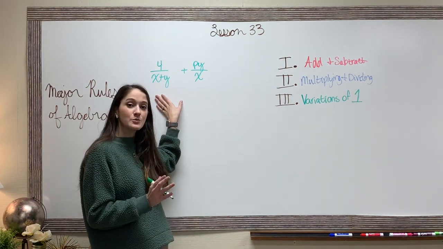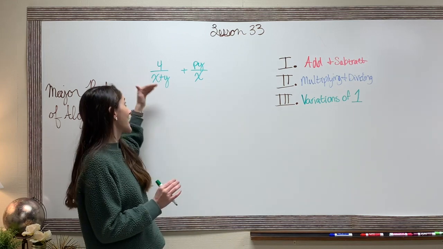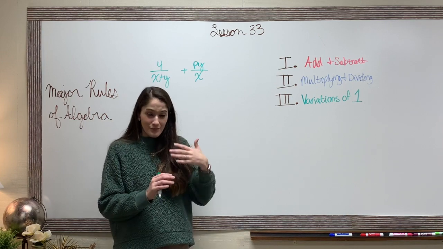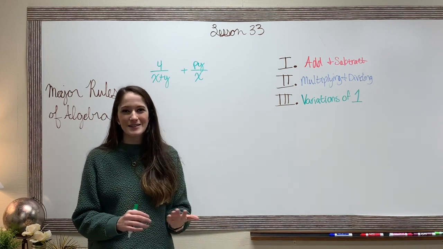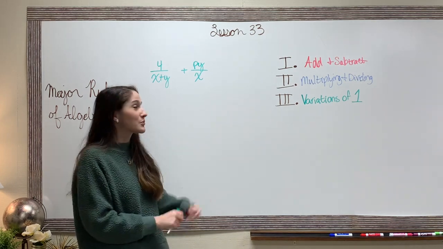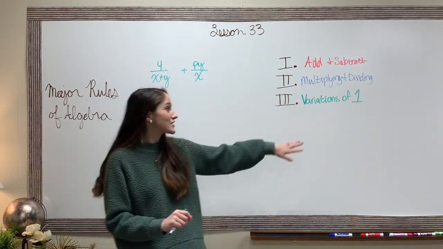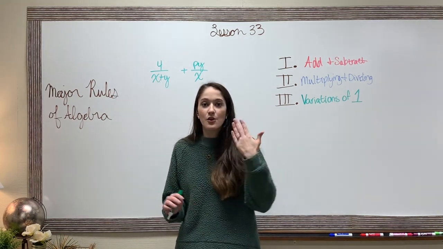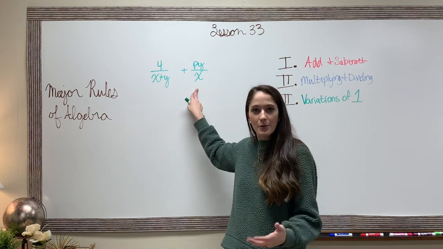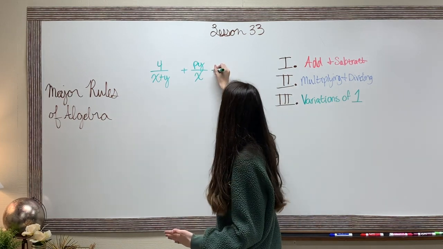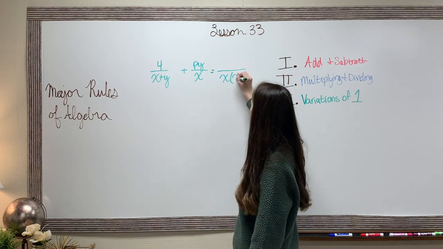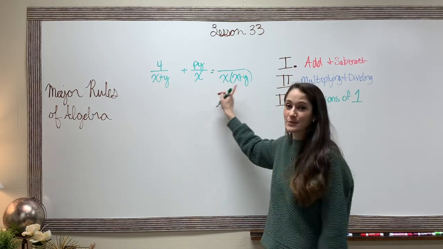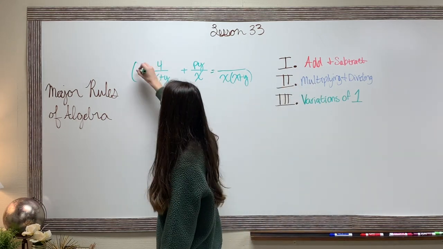So an example that this would be used in would be something like this, where they're wanting us to add 4 over x plus y and py over x. In order to add two fractions, I have to have a common denominator. So I'm going to have to multiply both of these fractions by variations of 1 so that I can get them to have a common denominator. Seeing the two denominators that we're working with, our common denominator is going to be x times x plus y. And looking at our first fraction, our denominator already has the x plus y, but it's missing the x. So I can multiply it by x over x.